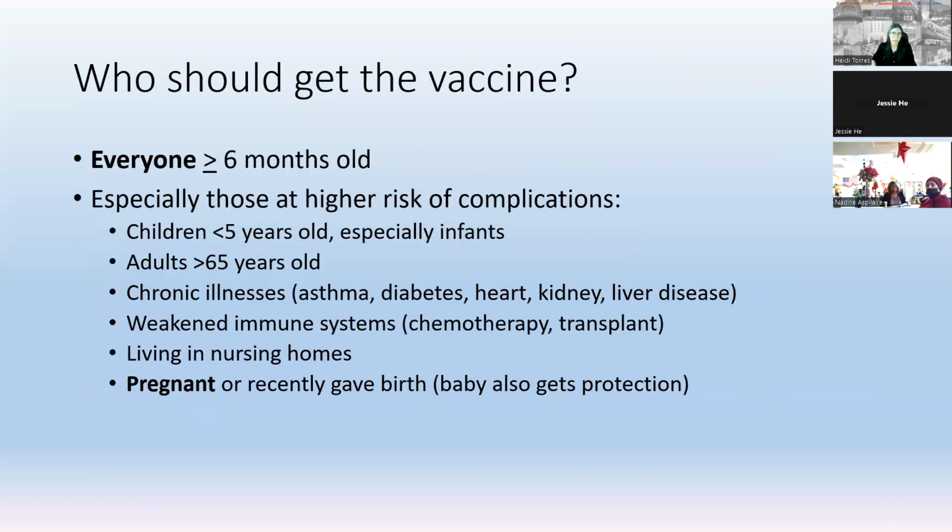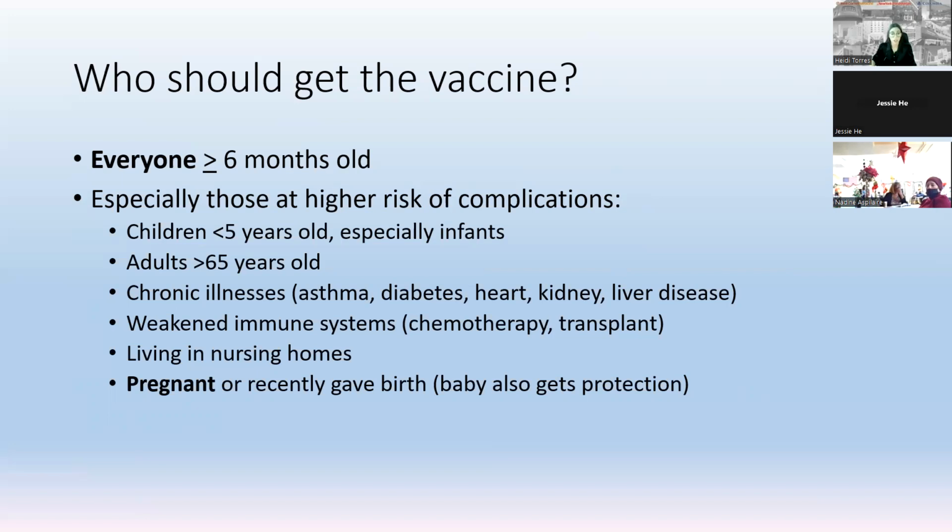So who should get the vaccine? Everybody should get the vaccine if you are 6 months or older. Infants less than 6 months cannot get the vaccine, but if you're pregnant and you get vaccinated with the flu, you give your child antibodies for up to 6 months. So someone who's pregnant will provide indirect or passive immunity to their infant for 6 months, afterwards they can get the flu vaccine. And then again, definitely those groups we talked about already that are high risk.